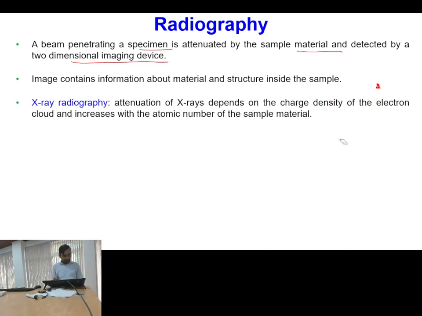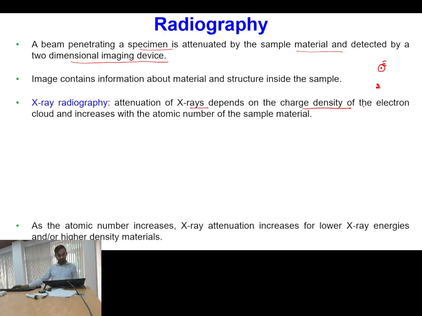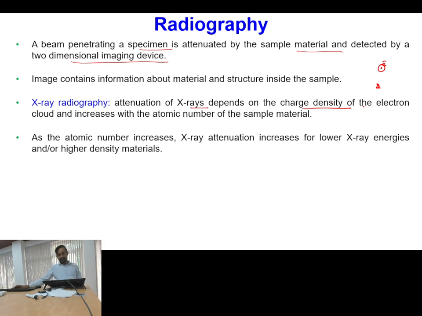So a typical system is X-ray radiography. The attenuation of X-rays depends upon the charge density of the electron. Why charge density of electron clouds? Because, as I told you in the previous lecture, around the nucleus I will be having an electron cloud, and X-rays interact with the electron cloud. So their attenuation depends upon the charge density of the electron cloud, and as atomic number increases, X-ray attenuation increases.